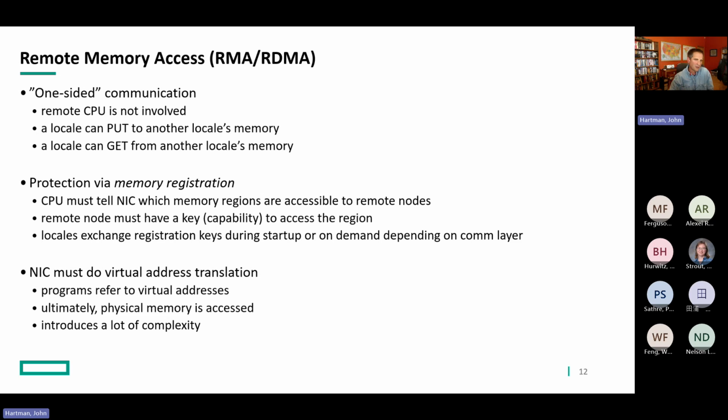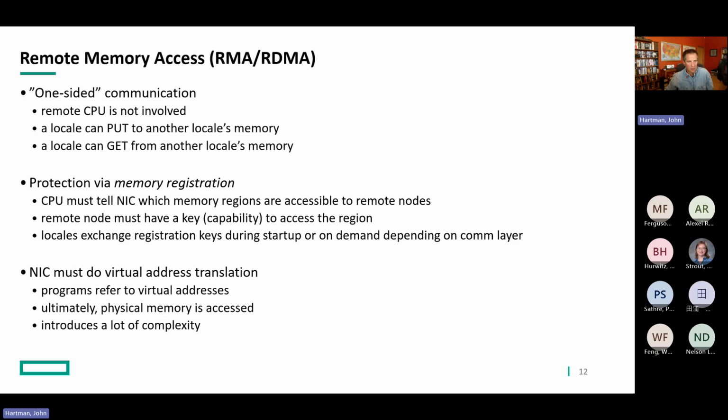It varies from COM layer to COM layer. Just pointing out that now we traded one problem for another. We have to pass these keys around in some way. And as I mentioned, without going into details, the NIC has to do that virtual address translation. So when a locale does a get from another locale's memory, that's going to be in terms of a virtual address, and the NIC has to figure out which physical address we're talking about here. So the NIC has to do address translation, and we have to give it information to do that.